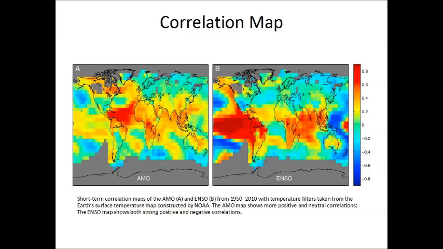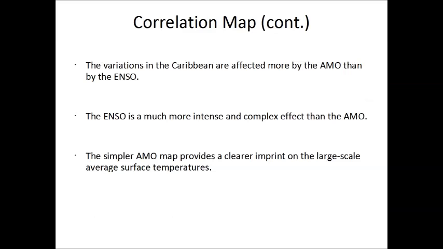On the land, the AMO mostly affects Africa, Southern Asia, and Canada. The ENSO correlates strongly to most of the continents in the southern hemisphere. As previously mentioned, the ENSO does show a weak correlation to the Atlantic. The variations in the Caribbean are also affected more by the AMO as opposed to the ENSO. These variations are related to the hurricane intensities that affect the southern coast of the United States.